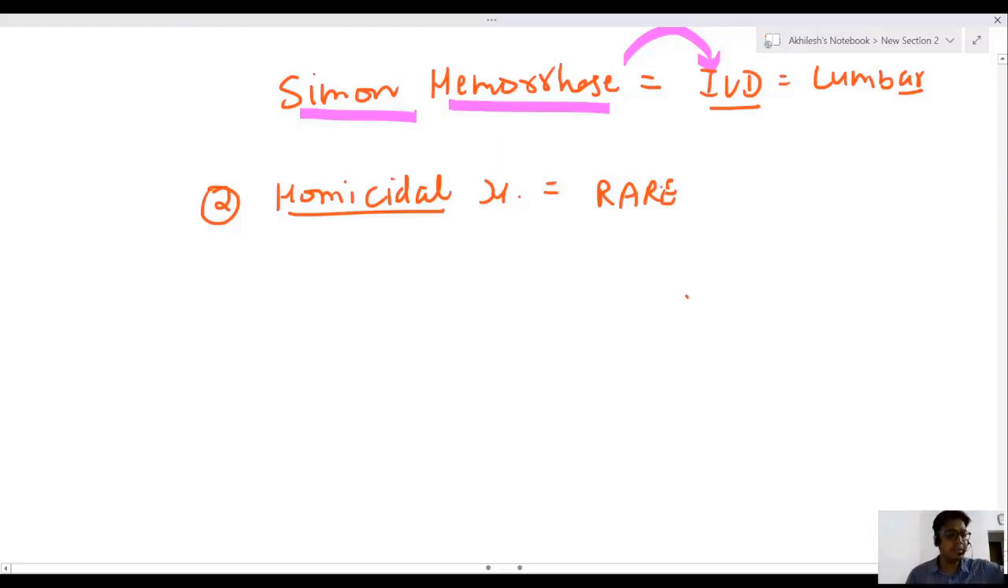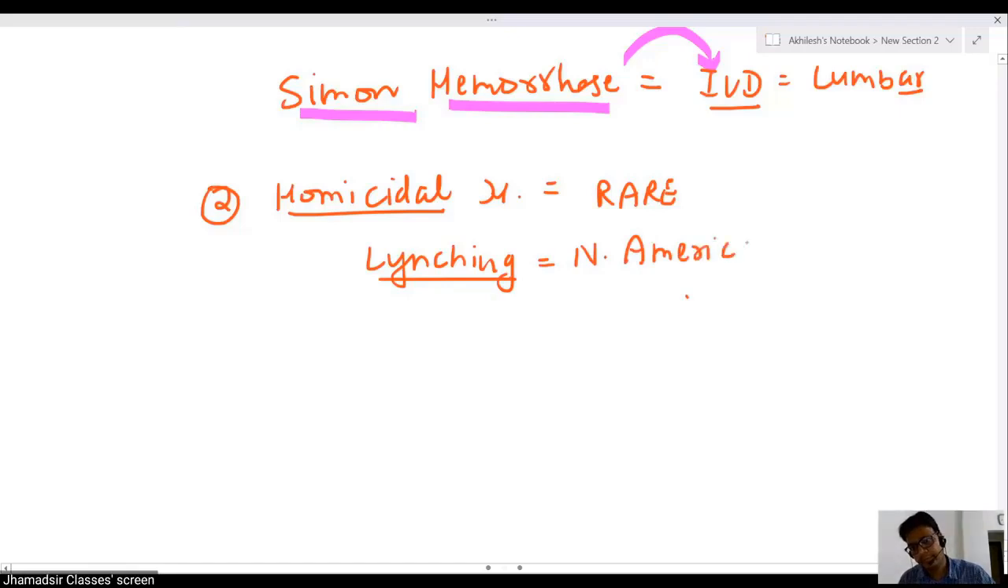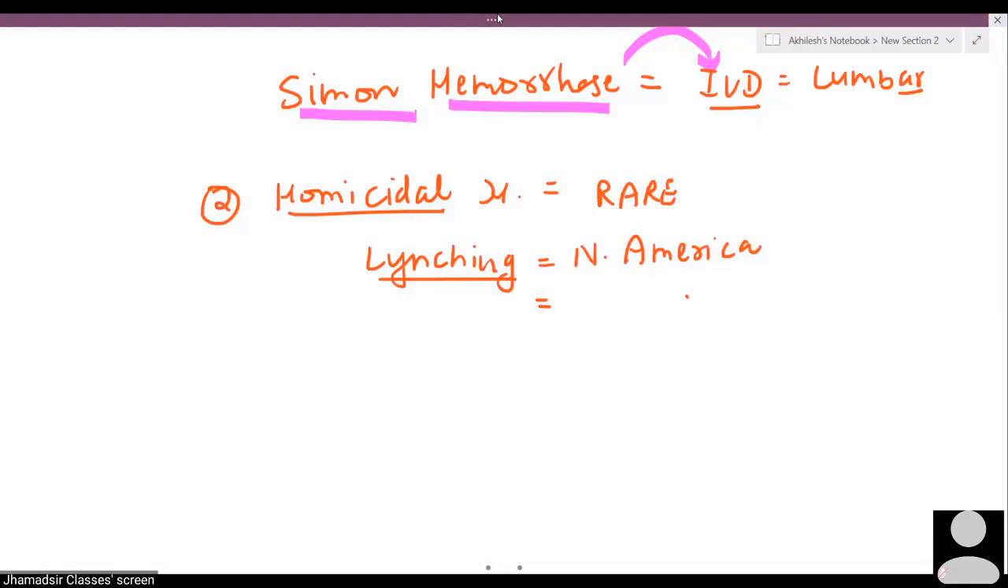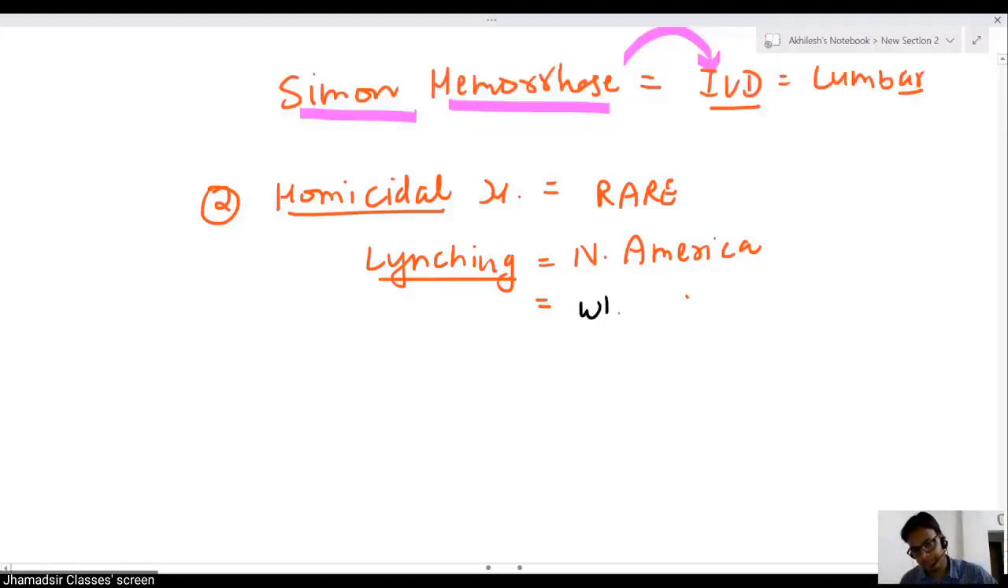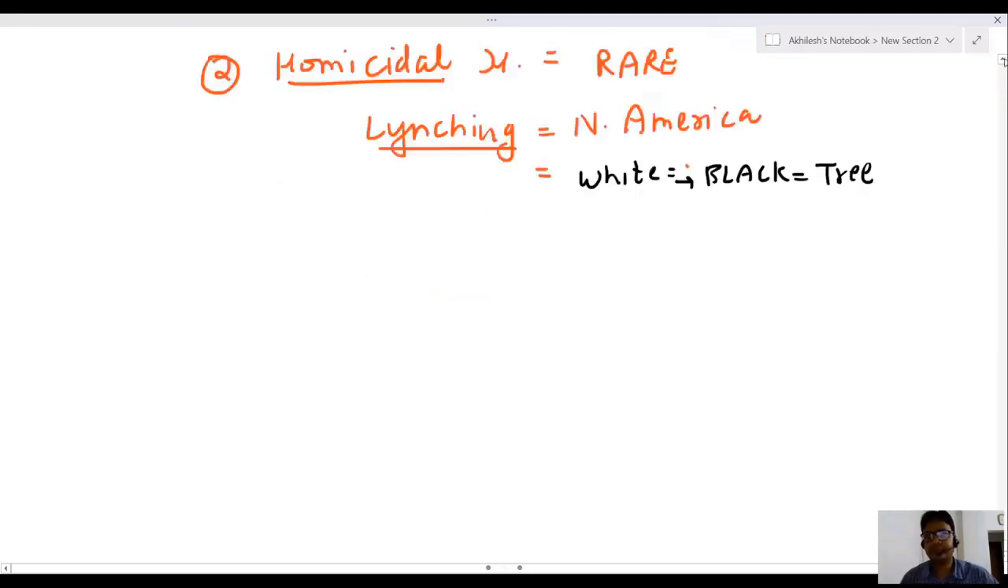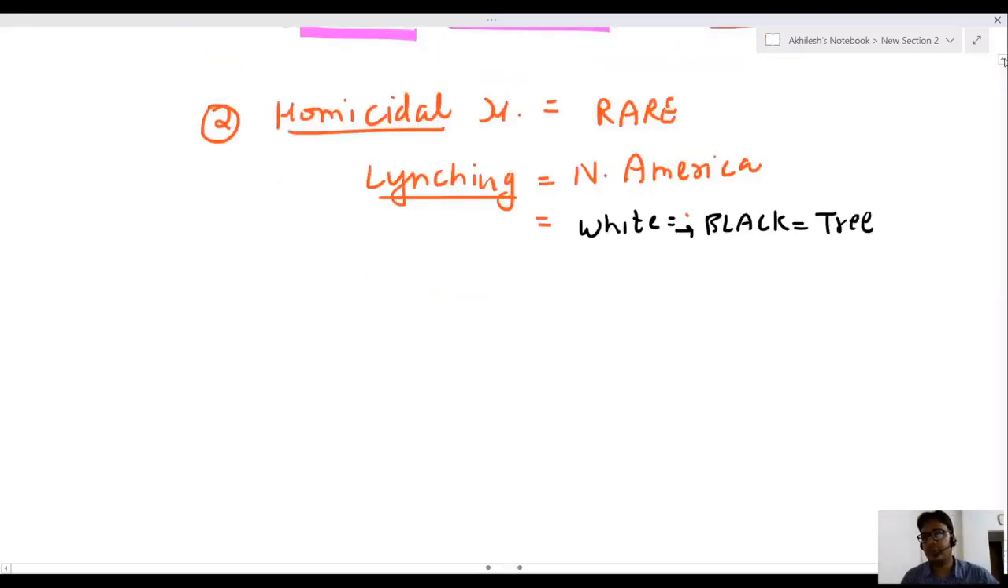First of all, if we want to hang someone, we need some people, six or seven people, to hang. That's why it is rare. Sir, one method is known as lynching. The lynching method is generally practiced in North America, where white persons used to hang black persons on trees. This method is known as lynching.